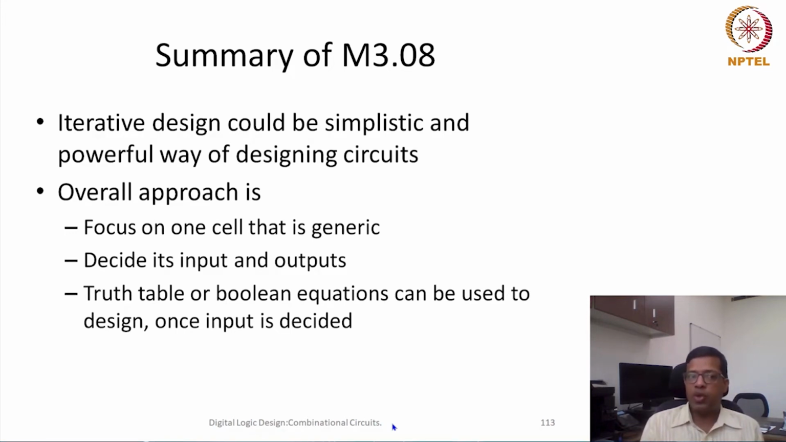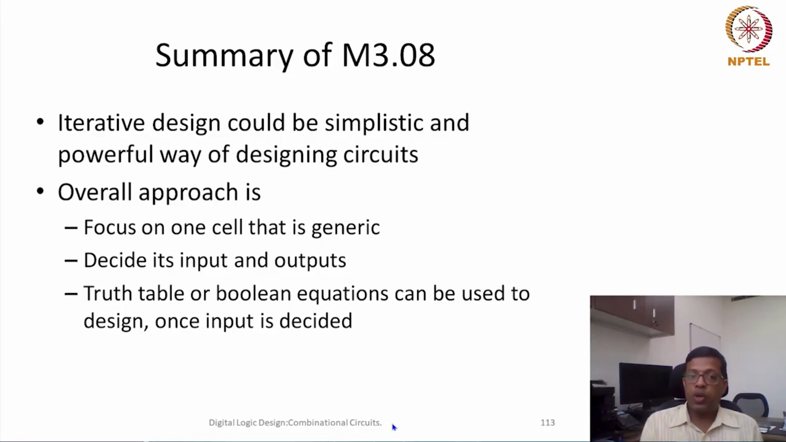And once we have decided that we are going to use iterative design, then focus on one cell, and for that one cell try to identify what would be the inputs, what would be the outputs, and what is the meaning of that particular input. That is more important. So once we know the input and output, we know their semantic behavior.